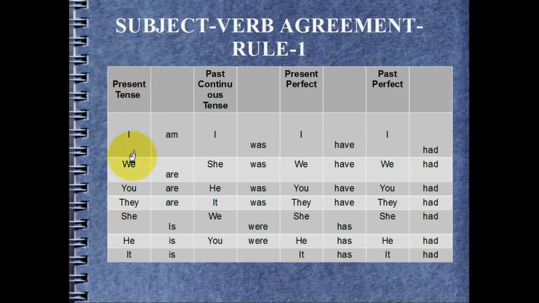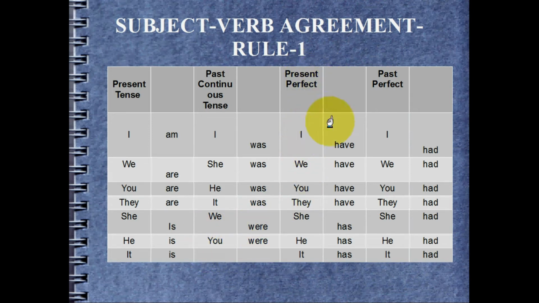In case of present tense: I am reading, I am writing, we are writing, you are writing, they are reading, she is reading. And in past continuous tense, was and were are used. With I, she, he, and it, was is used, and with we, you and they, were is used.